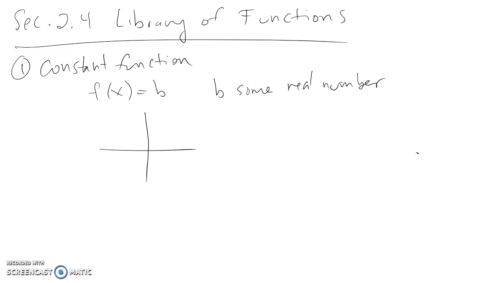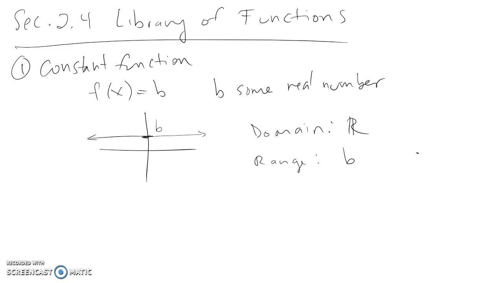The graph of a constant function is a horizontal line through the constant on the y-axis. That works because every point on this graph has y-coordinate b, and that's what satisfies the equation. Its domain is all real numbers, and its range is just b. You only get that one output.